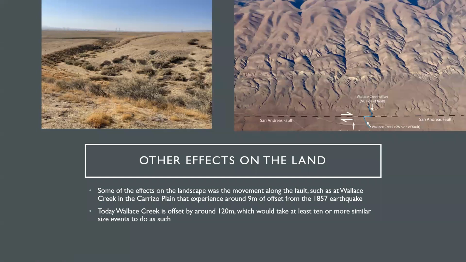Some of the other effects we see on the landscape around this area: if we go out to the Carrizo Plain, you see a large amount of offset from just one event. Over here at Wallace Creek in the Carrizo Plain, this event alone experienced around 9 meters of offset. The image up here, which I took last year, shows 120 meters of offset from 10 plus earthquake events of a similar size. This image from the California Geological Survey shows an aerial view of the San Andreas Fault where it cuts across Wallace Creek.